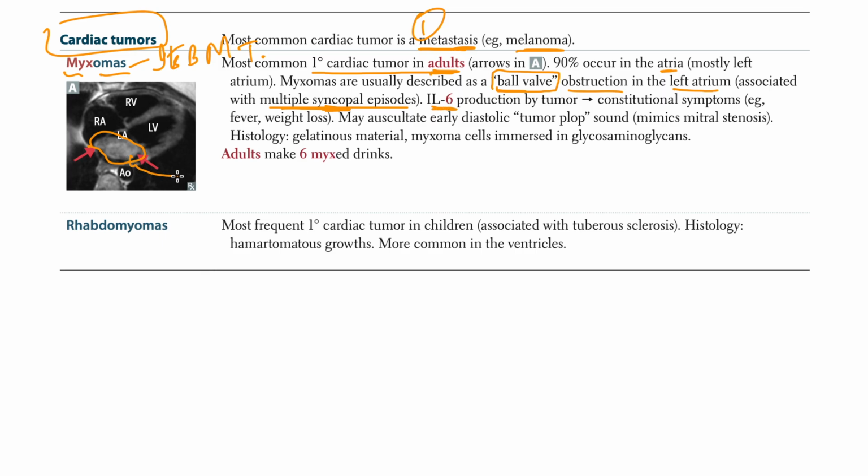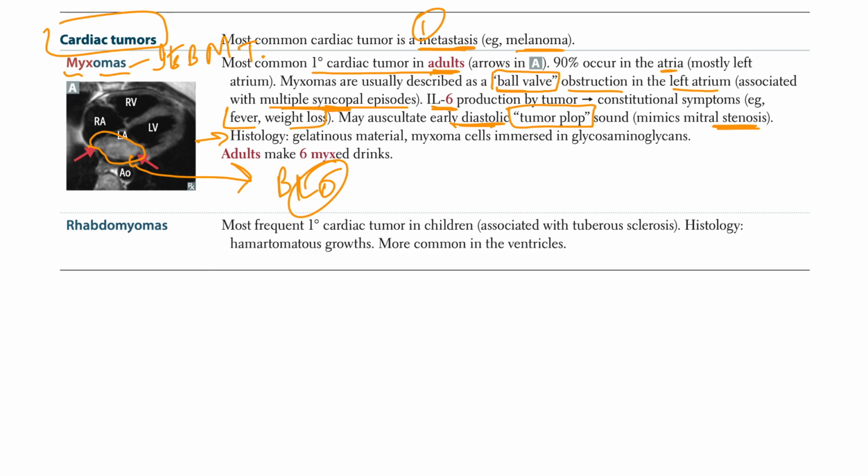This tumor, this ball-like thing, B is ball, right? So B is also for IL-6. So this ball produces IL-6, and that IL-6 causes constitutional symptoms, for example, fever, weight loss. You may auscultate an early diastolic tumor plop sound, which mimics mitral stenosis. So it's going to have a murmur which mimics the mitral stenosis murmur, which is a tumor plop sound.